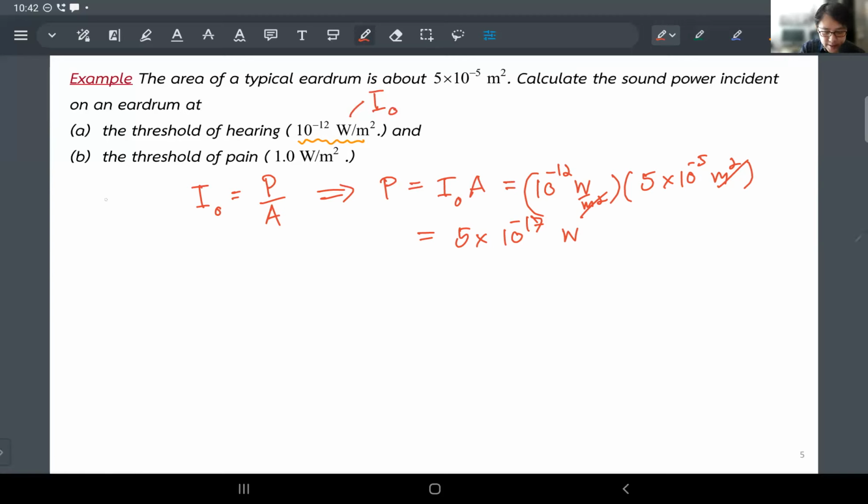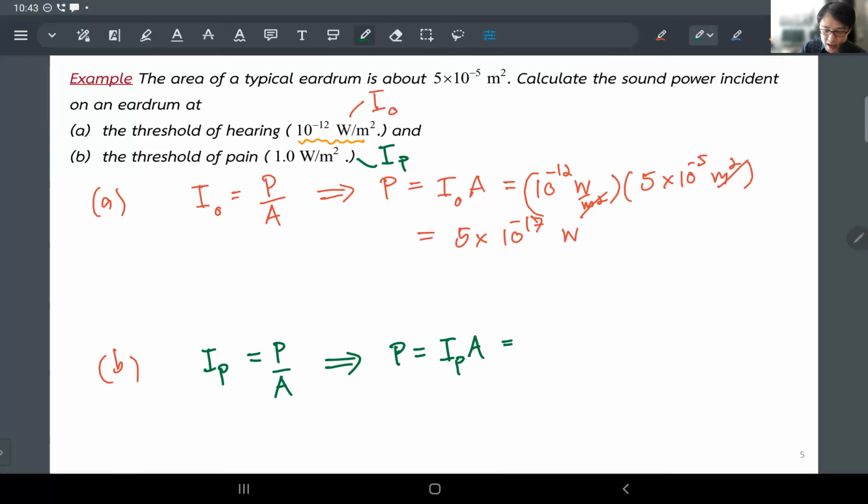Part B, you do the same thing, but now for the threshold of pain. Let me use a different color here. Let me call this I sub P. It's the threshold of pain, but you still use the same definition, power per unit area. The power at which you start to feel pain in your ear is going to be 1 watt per square meter times the same surface area. And that's it. It's 5 times 10 to the negative 5 watts. That gives you the range of your working ear or eardrum.